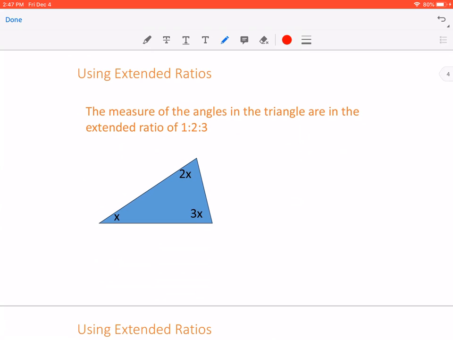So for homework, you're going to see some problems that deal with this, and this question says the measures of the angles in the triangle are in the extended ratio of 1 to 2 to 3. The way you set this up, if you want to draw the triangle, is just attach an x to each one of these numbers. So this is technically 1x here. We also have 2x and 3x. Remember, all of these need to add up to 180.